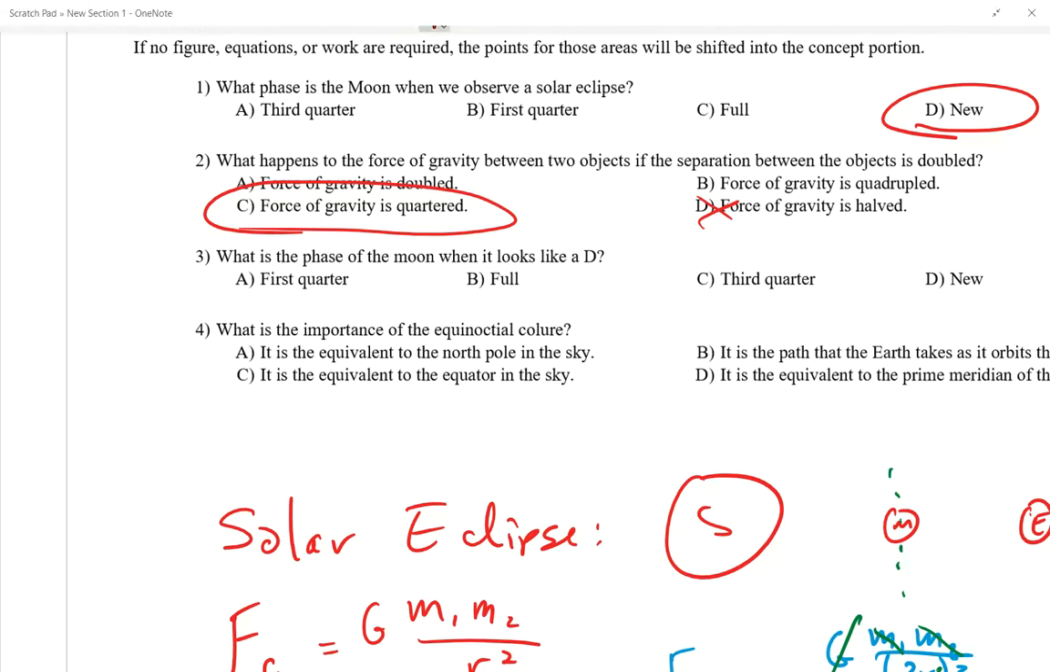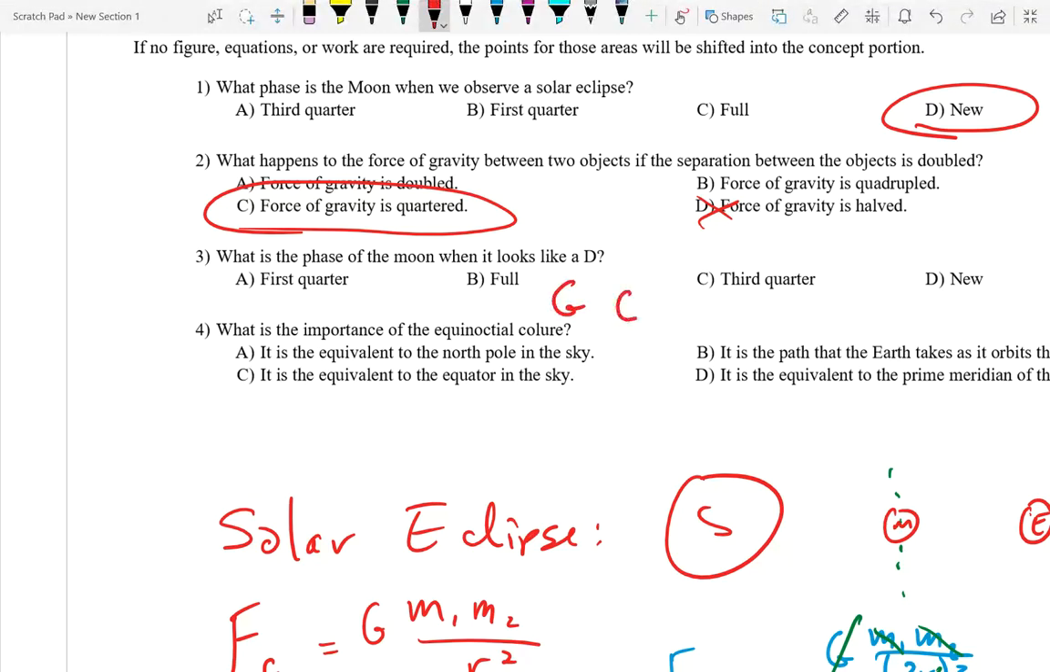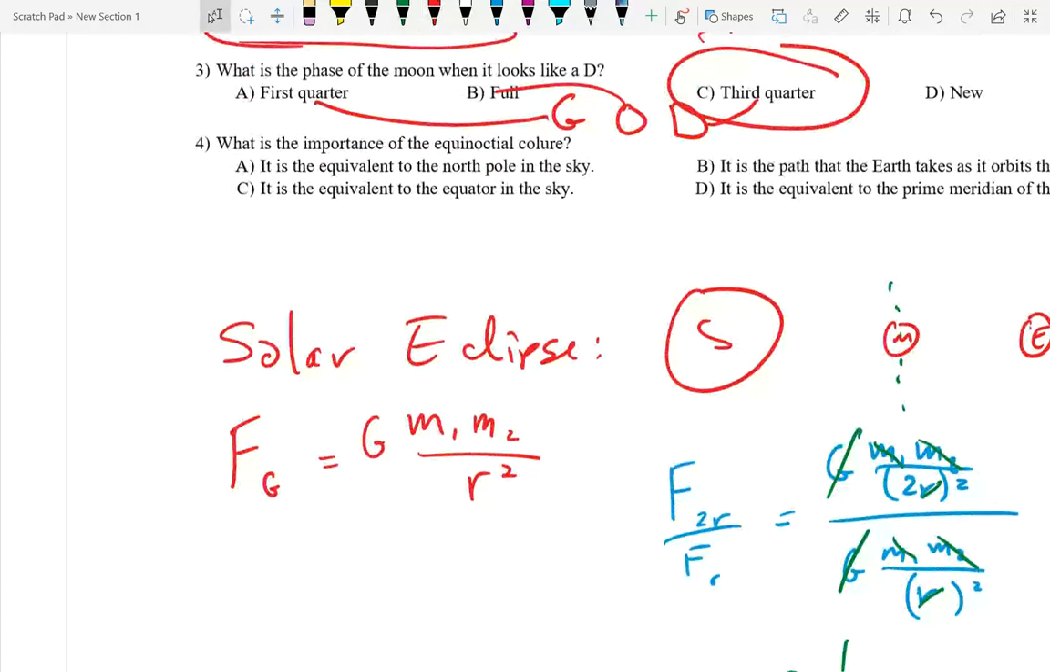Number three, what is the phase of the moon when it looks like a D? Remember that? And so this here was first quarter. This was full. That was third quarter. So third quarter it is. And finally the last one.